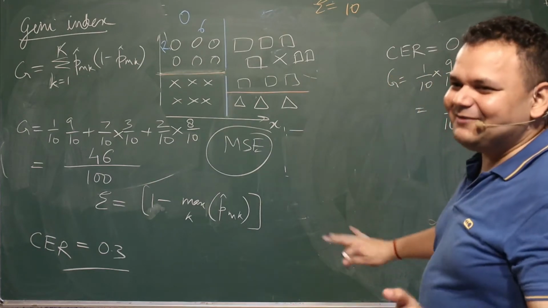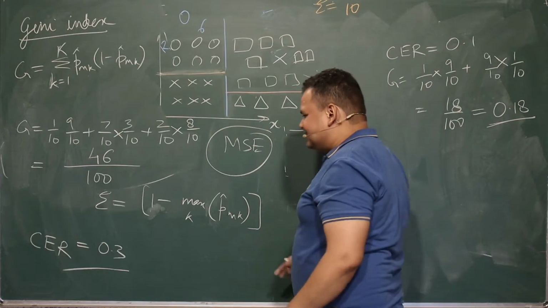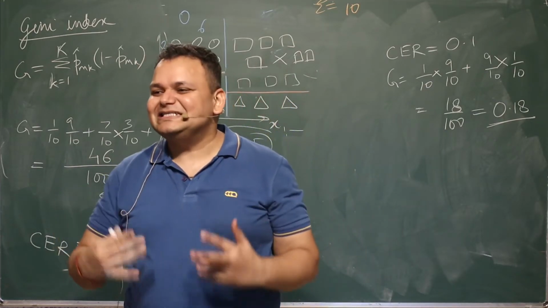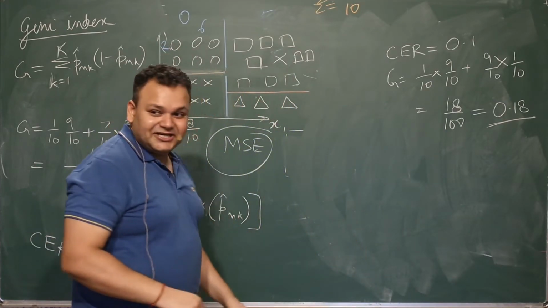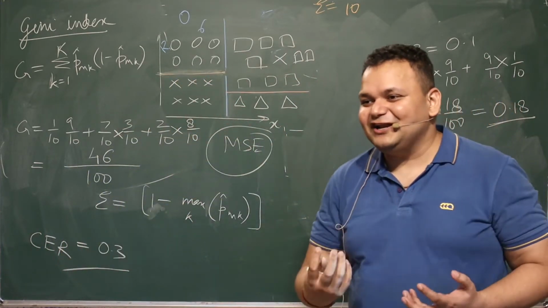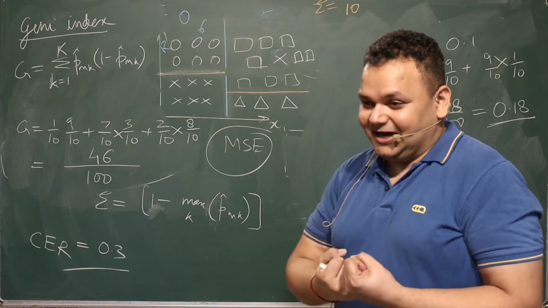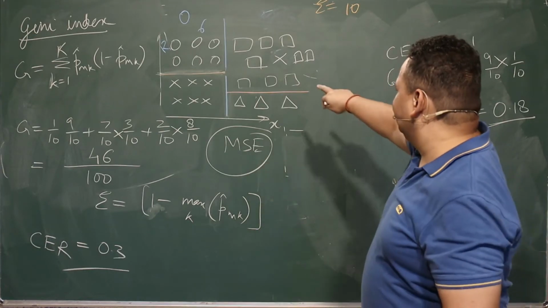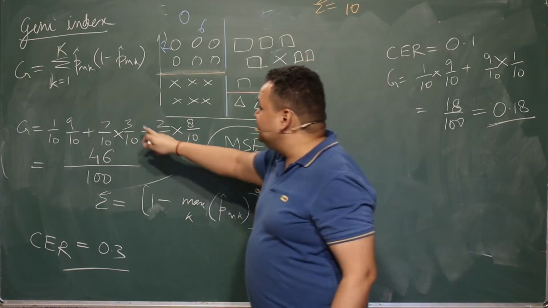So the point that I'm trying to say here by all these calculations is that Gini index is a little more sensitive than your classification error rate as far as the errors are concerned. It is more sensitive in accounting for any errors that you may get during classification. Okay, therefore we use Gini index.